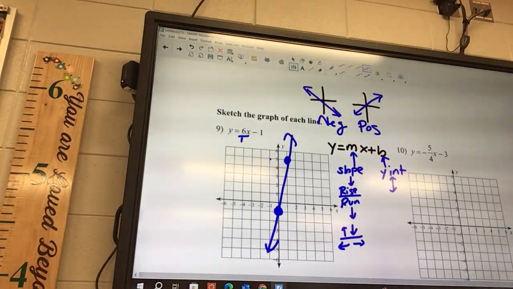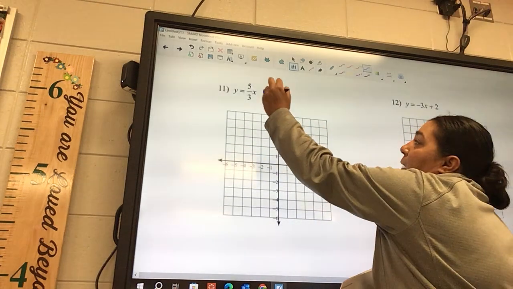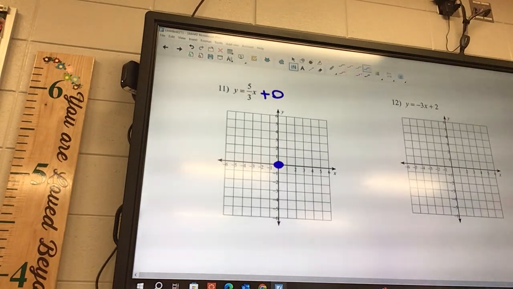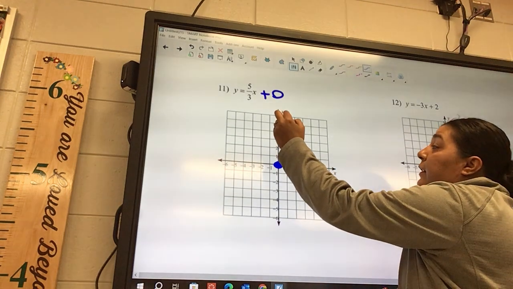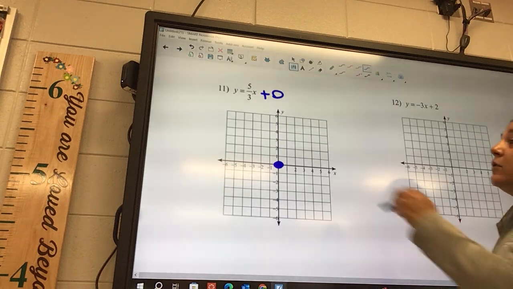Okay, look at 11. On 11, there's no y-intercept, so if there is no y-intercept, it's a 0. Okay, so put a plus 0 on the end. So my graph is going to start at 0. What is my slope? 5 over 3. So we're going to go up 5 and over 3 to the left or the right. I need a positive line. To the right.